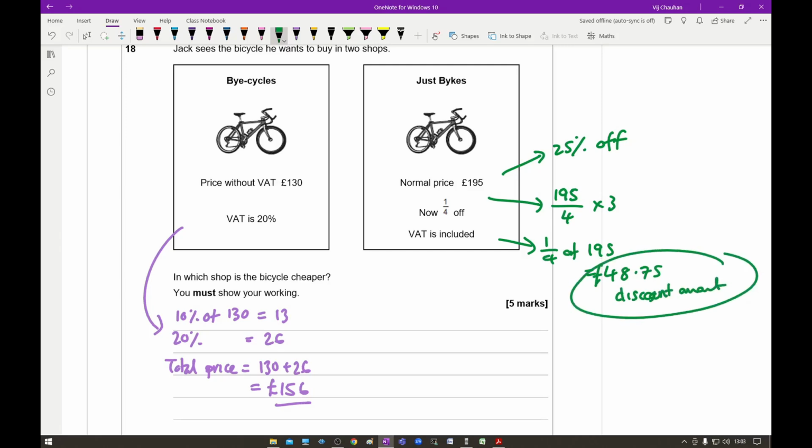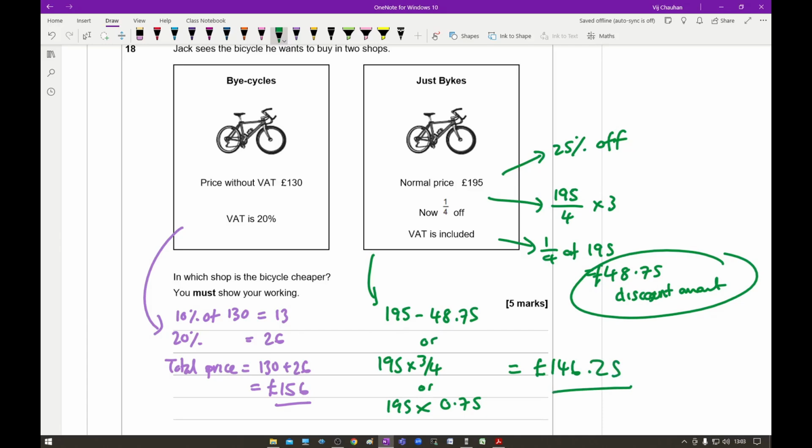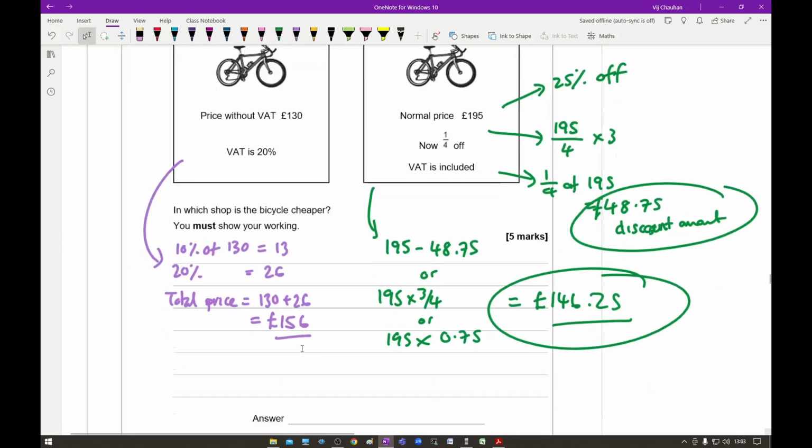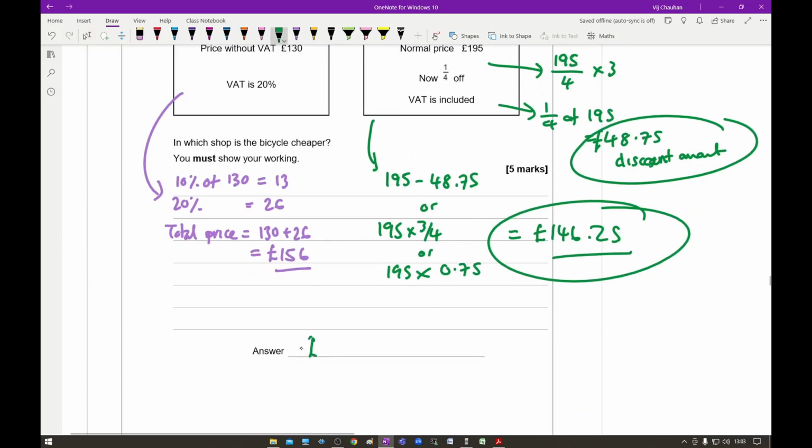And then all I need to do to work out the total is going to either be 195 minus 48.75, or you could do 195 times 3 quarters because that's how much you're paying for, or you could do 195 times 0.75. Regardless of which calculation you do, the correct answer you're going to get is £146.25. So which one's cheaper? Just Bikes. Serves bicycles right for a poor name. So here I just need to write Just Bikes with a Y.